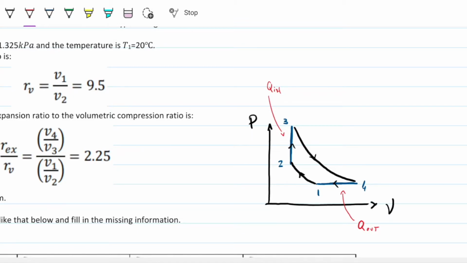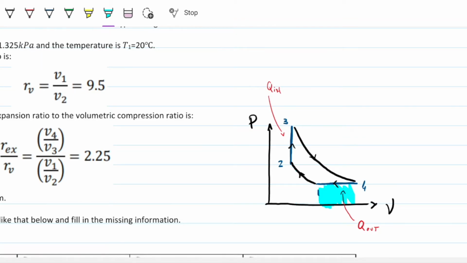Brilliant. What else can we tell from this drawing? We can tell that the work is going to happen as we go from 3 to 4, and this is going to be the work, the area under the curve. It's going to be the work from 3 to 4. And from 4 to 1, we have this work here. And then from 1 to 2, we have this work here. So this is kind of the work on the compression side of it. So we need to give that energy to the system for it to be able to compress it.